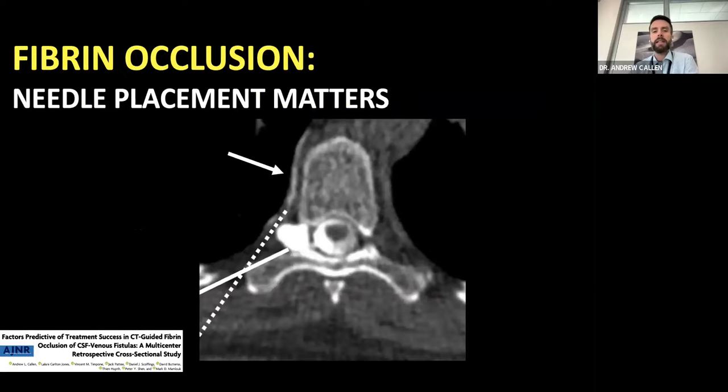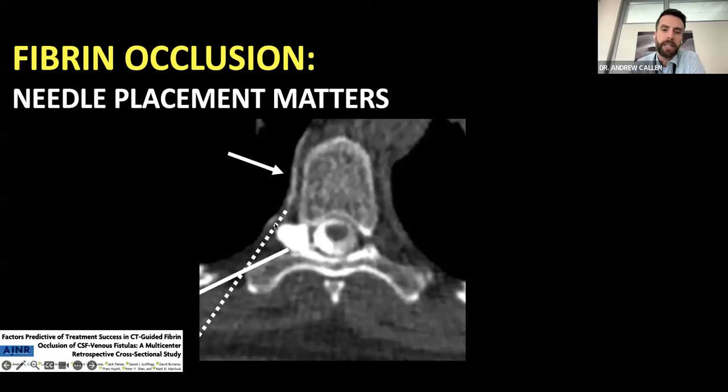I mentioned that we perform fibrin occlusion, and one of the reasons I think people might fail at treating these is that they perform a traditional transforaminal approach when they inject their fibrin. So a traditional transforaminal approach might be approached, when you're trying to do a nerve block, for example, the doctor might put the needle like this in the foramen, kind of layering it along the posterior aspect of the foramen, posterior to the meningeal diverticulum.